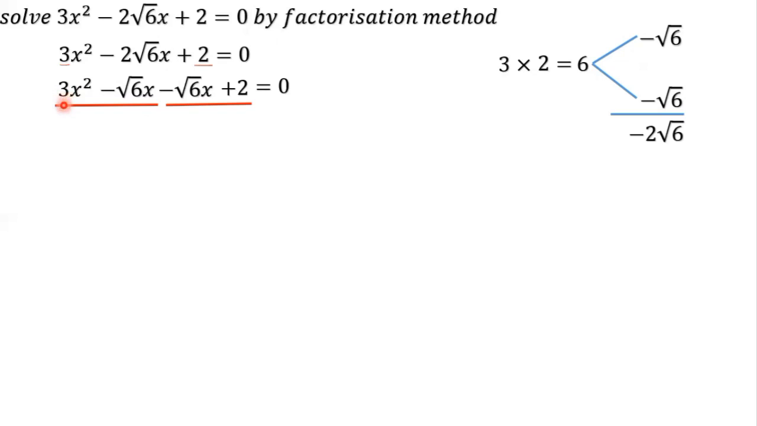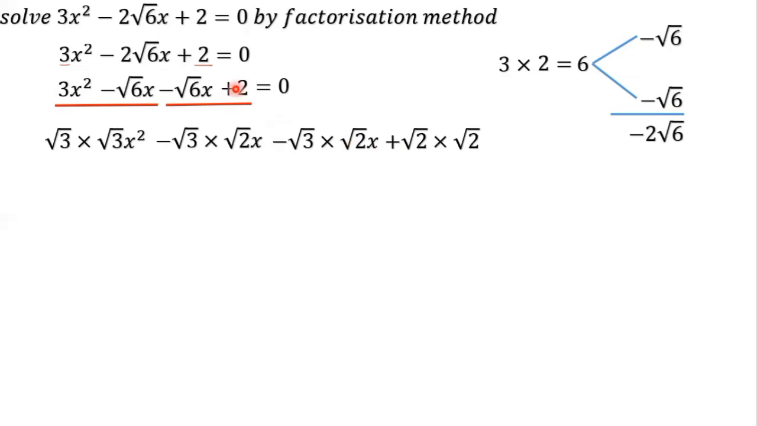Now 3 and root 6, there is common factor in 3 and root 6. 3 can be written as root 3 into root 3, so 3 into x square, minus root 6 can be written as root 3 into root 2 x. And in root 6x and 2, we have to write root 6 as root 3 into root 2, plus 2 can be written as root 2 into root 2 is equal to 0. Now group the first two terms together and the last two terms together.